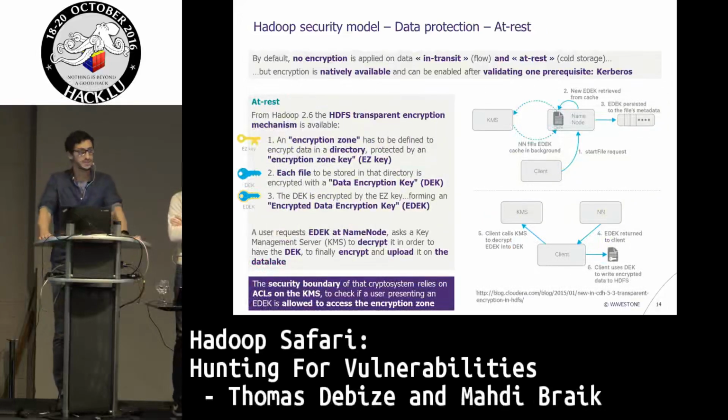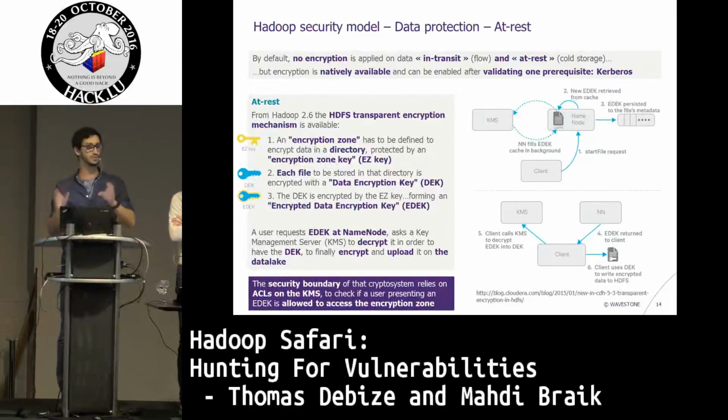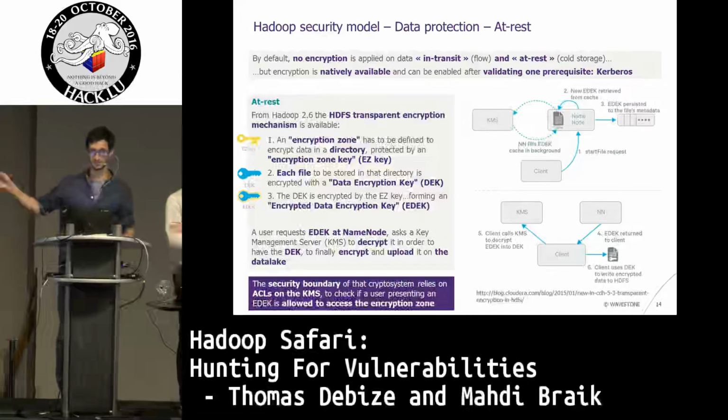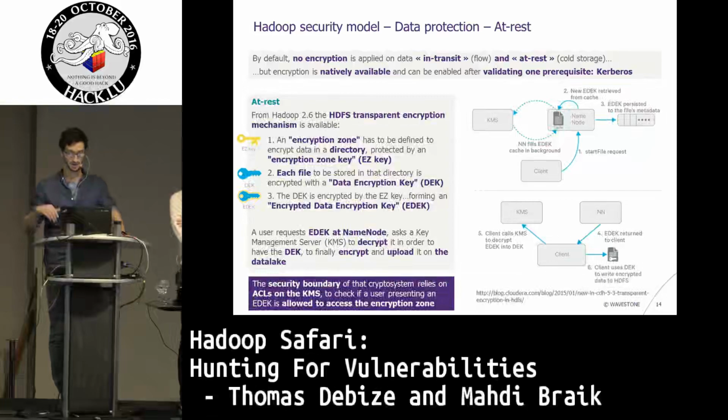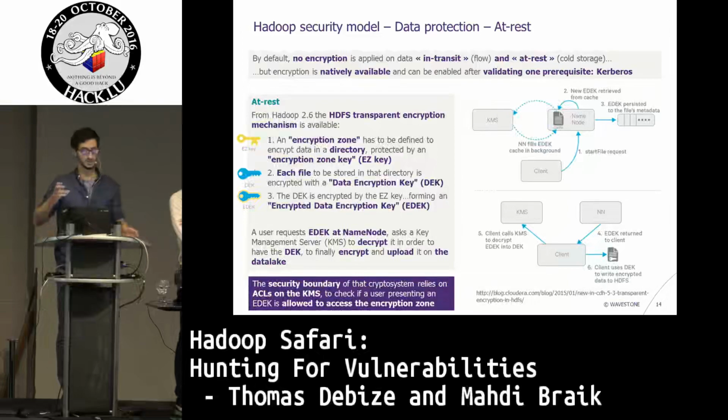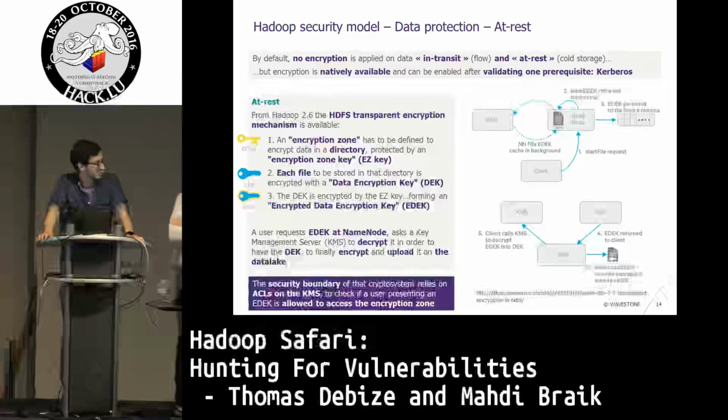For encryption at rest, I remind you that you have to implement Kerberos. Each directory is encrypted in an encryption zone, so there are keys for this encryption zone. In these directories, each file is encrypted by a data encryption key, the DEK, and the EDEK is the DEK encrypted by the encryption zone key. Sorry, there's a lot of keys.